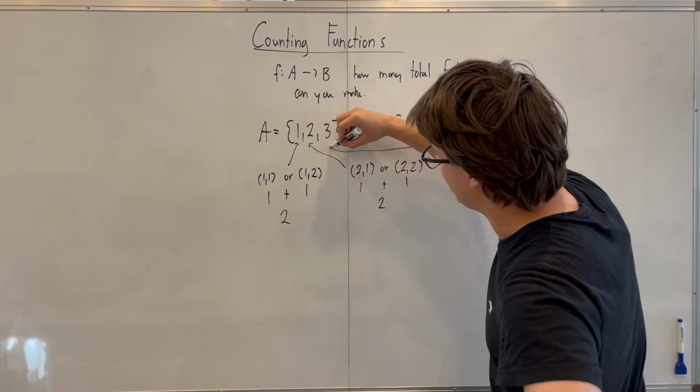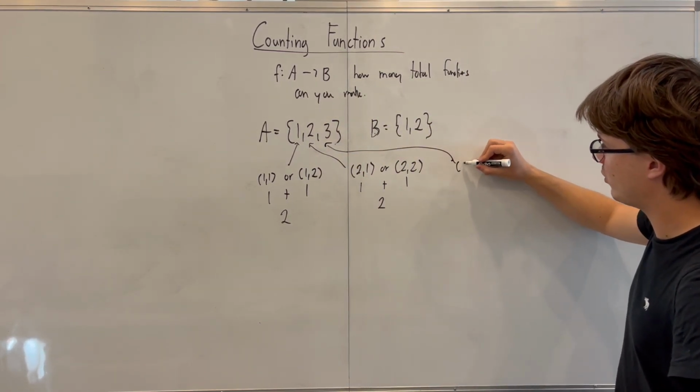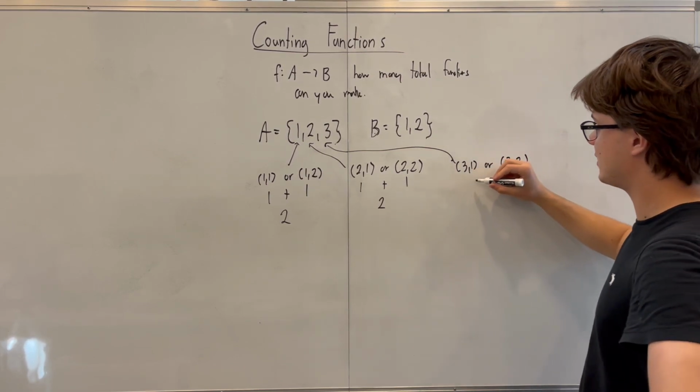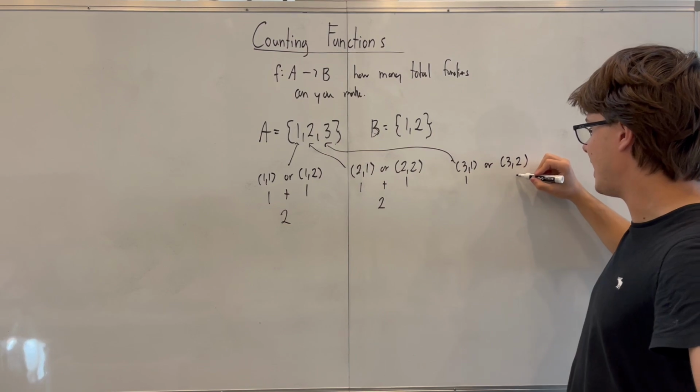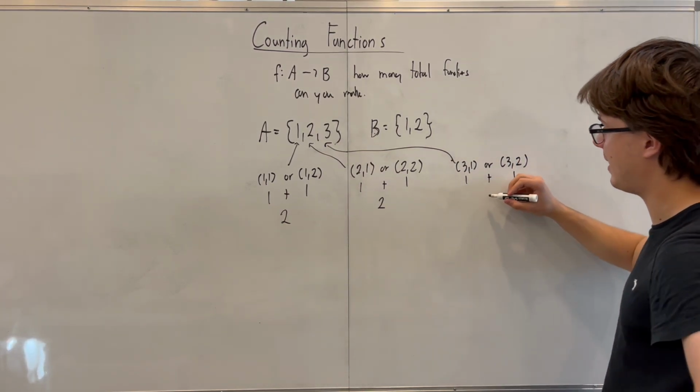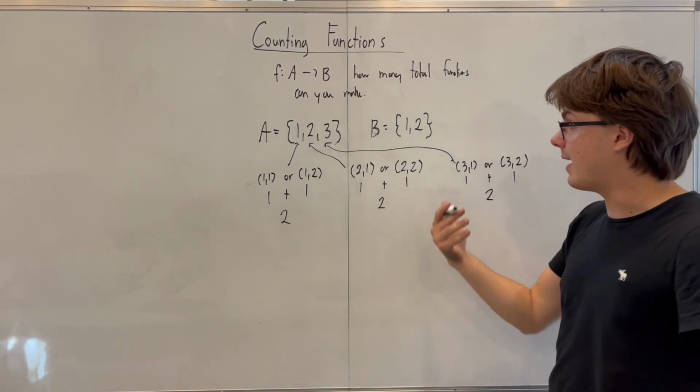Finally, let's do 3. How many possible ways can we map 3? Well, you can have (3, 1), or you can have (3, 2). So this means you can only map 3 to 1 once and 3 to 2 once, and you can't map them at the same time. You have to have distinct functions to map it. So there's 2 ways to map 3.